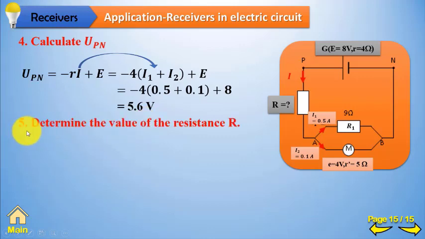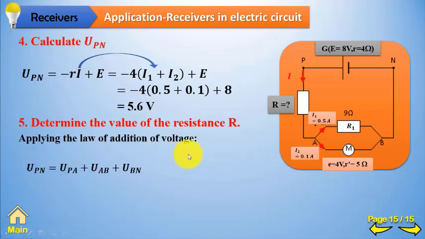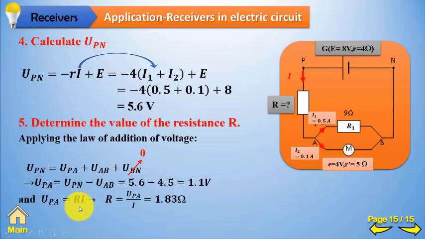Now we need to determine the value of the resistance R. Before calculating R, we need to calculate the voltage UPA. We apply the law of addition of voltage in series grouping, where UPN is equal to UPA plus UAB plus UBN. UBN is equal to 0 volts since it is a connecting wire. Then UPA is equal to UPN minus UAB, and it is equal to 1.1 volts. Now, applying Ohm's law, R is equal to UPA divided by I, which gives us 1.83 ohms.